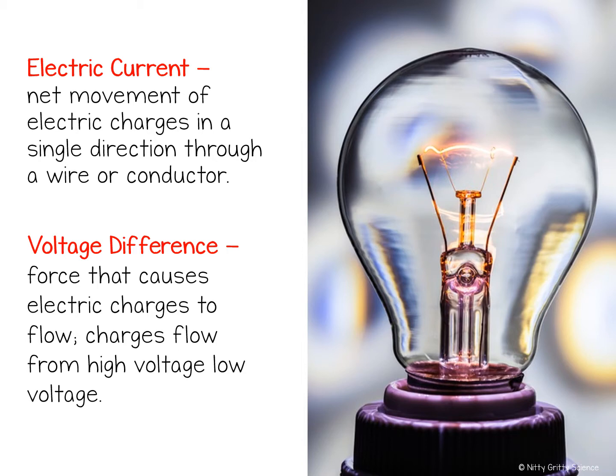As the electric charges move from the air, they collide with atoms and molecules, and these collisions cause the atoms and molecules in air to emit light. You see this light as a spark that we call lightning. And when this spark jumps between the cloud and the ground, the net movement of electric charges in a single direction is called an electric current.